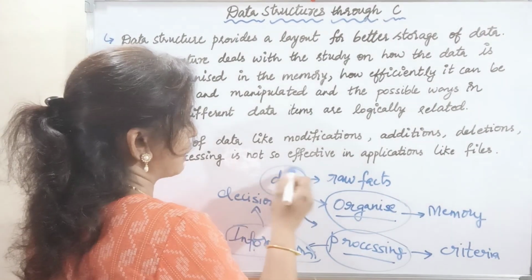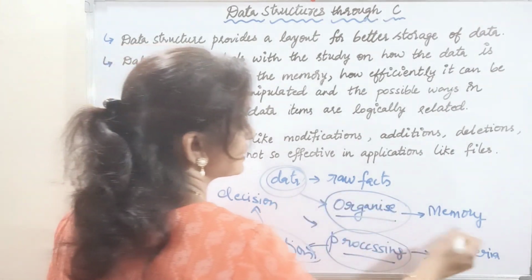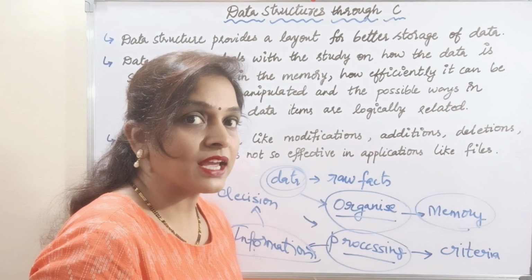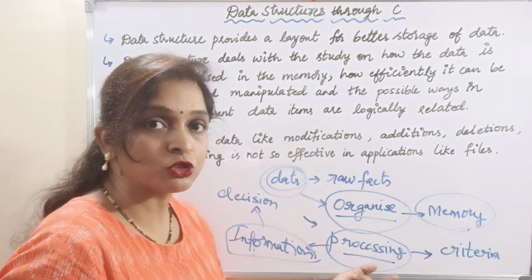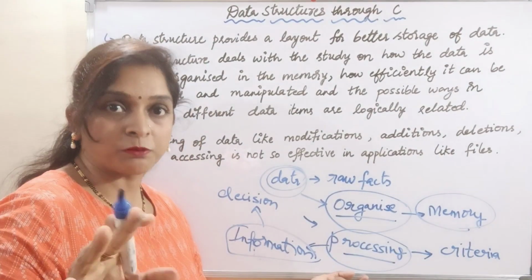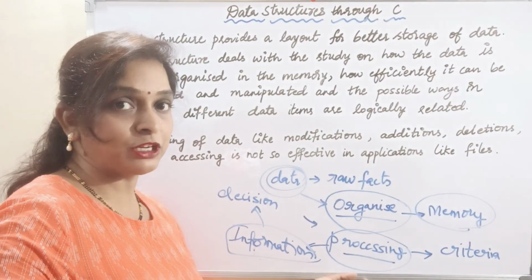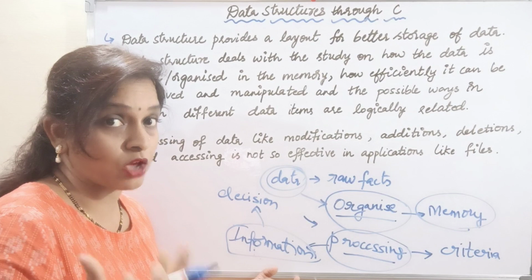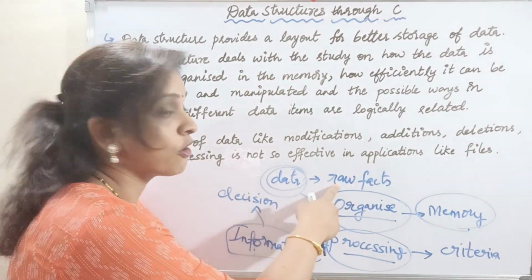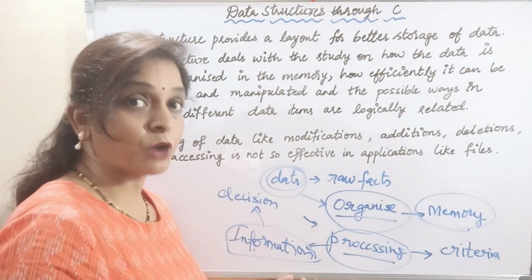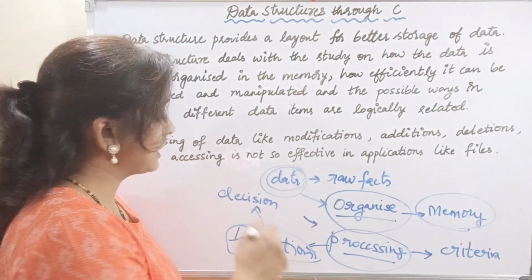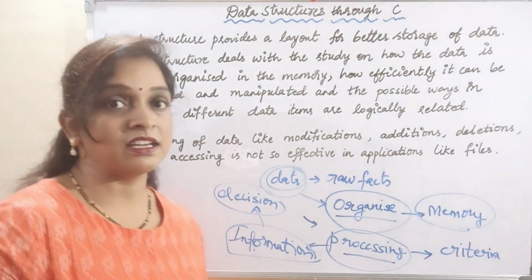So if that information is correct, we can take a valid decision, right? So we need to have the raw facts stored inside the computer's memory. So we need to organize it very well. If we organize it very well, then it will be easy for me to process that with some criteria. After processing, if that processing is correct, then it will be able to generate proper information, processed data. Data is different, information is different. Data is a collection of raw facts, and information is the processed data. And if this information is valid, I can take a valid decision on that.